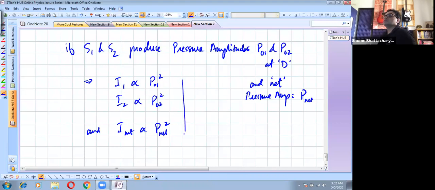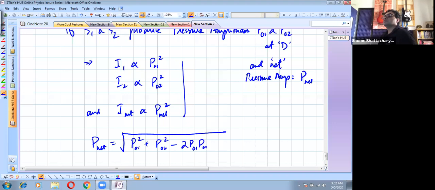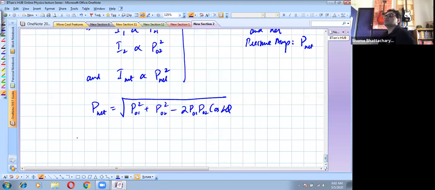So with these three relations, we know that the net pressure amplitude is equal to the square root of P01 square plus P02 square plus 2 times P01 P02 cos of delta. So squaring both sides, see that net amplitude squared is the first source's amplitude square plus the second source's amplitude square plus twice the product into cos delta.